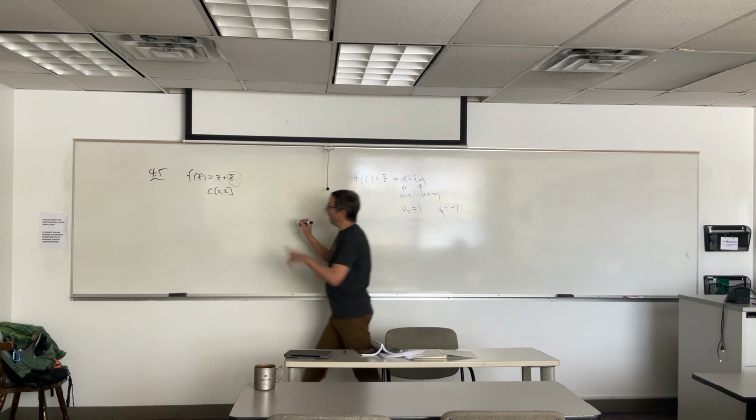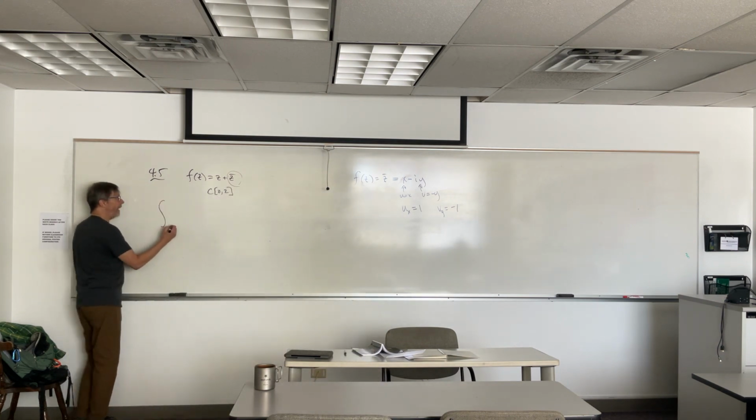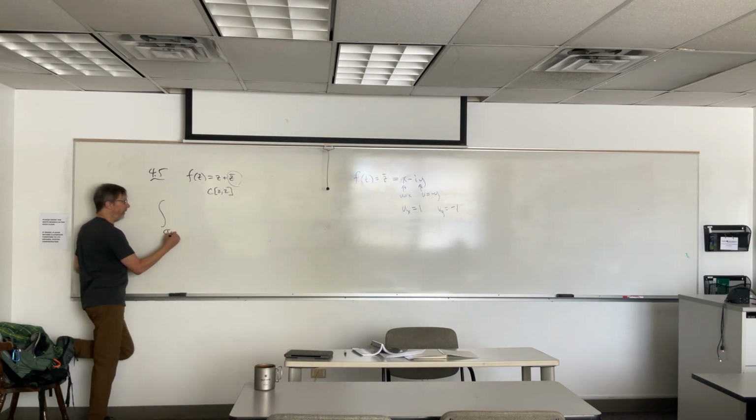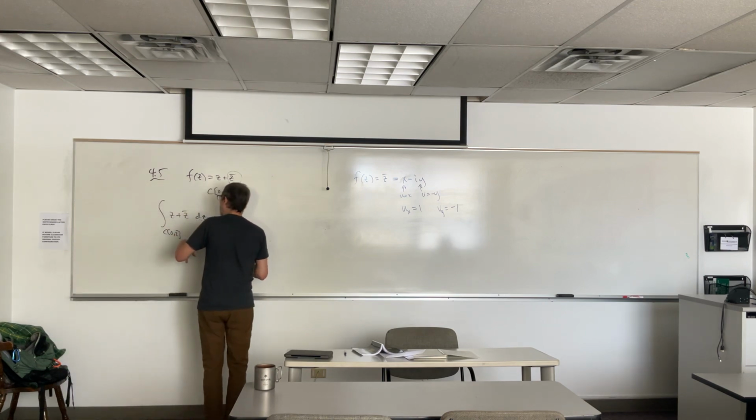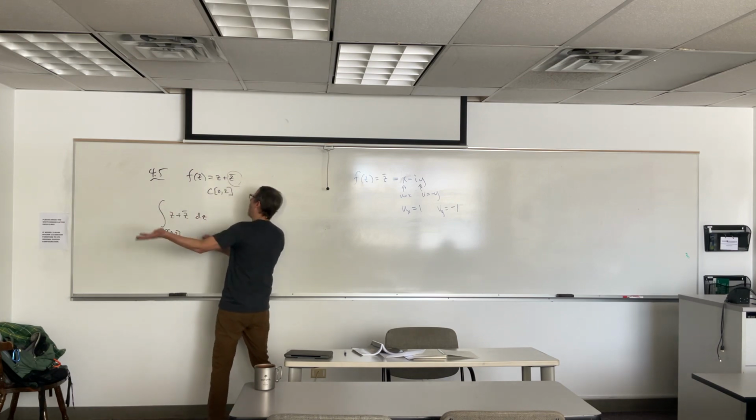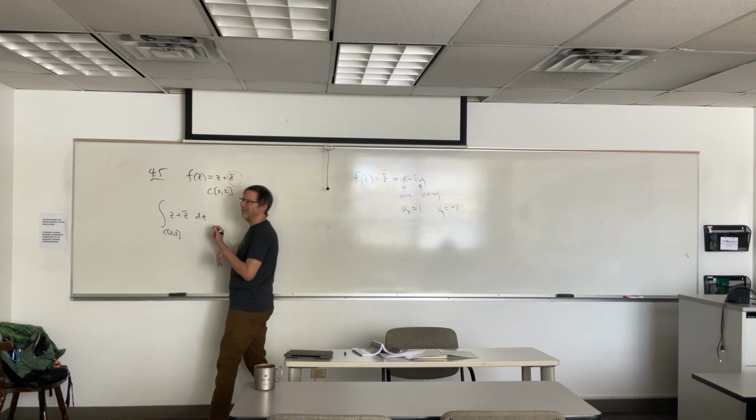Because you might want to think, let's just do this: the integral from 0 to 2 of z plus z conjugate dz. You might think, oh, it's a circle. This doesn't blow up anywhere. There's no division by 0, so the answer is 0. But I don't think that's going to be our answer here.